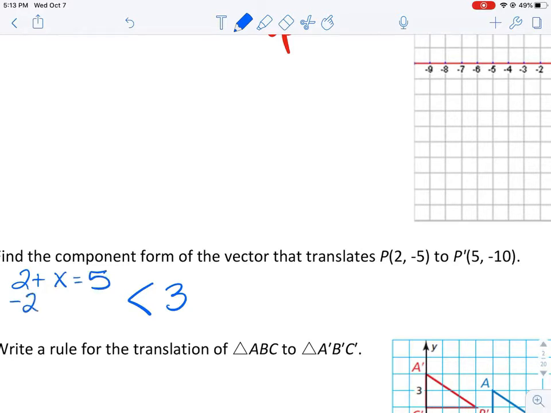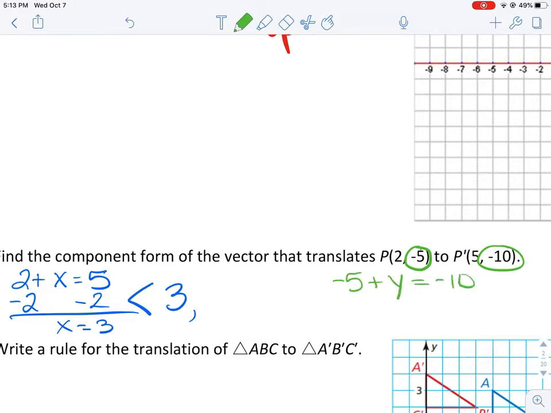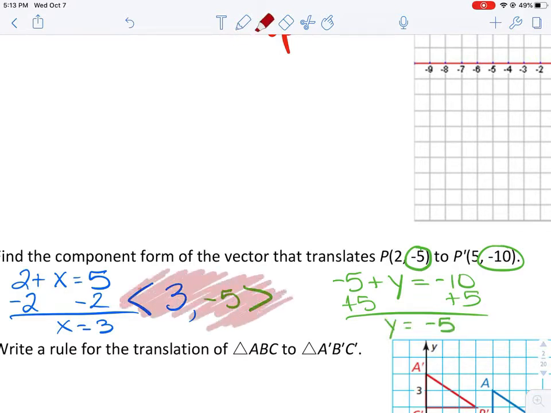So we can absolutely use algebra to find that value if we need to. Then I can do the same thing for finding the vertical component. How does -5 become -10? Well, we subtracted 5, is what it says.